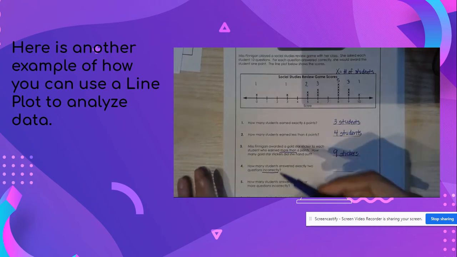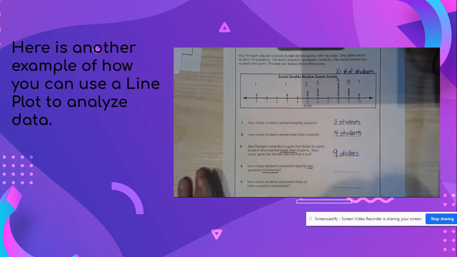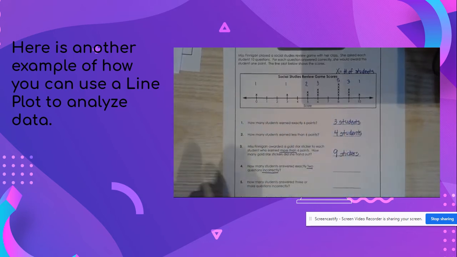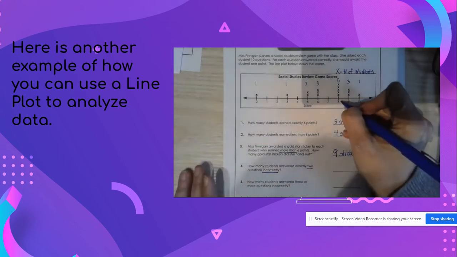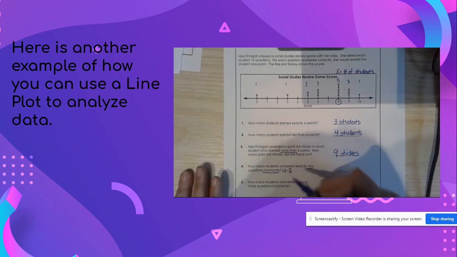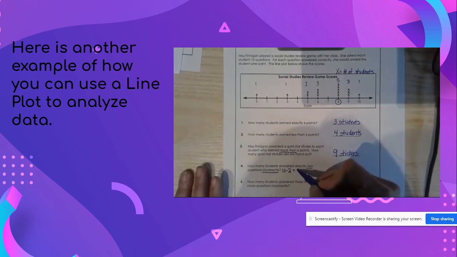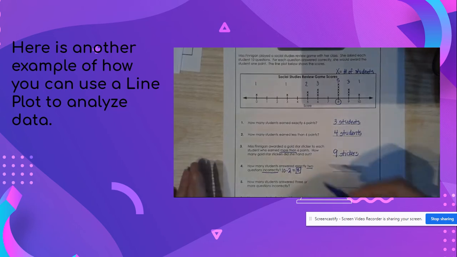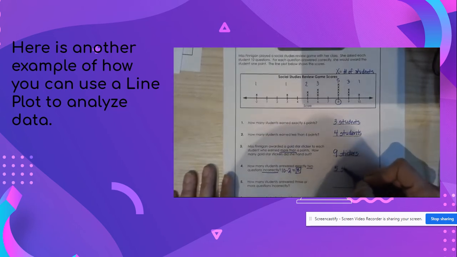They're looking for how many students answered exactly 2 questions incorrectly. We know there's a total of 10 questions. If they answered 2 questions incorrectly, that would be a total of 8 correct. So you have 10 minus 2 that were answered incorrectly, which gives you a total of 8. So we're looking for the number of students that only answered 8 correctly instead of 10, and that's going to be 5 students.